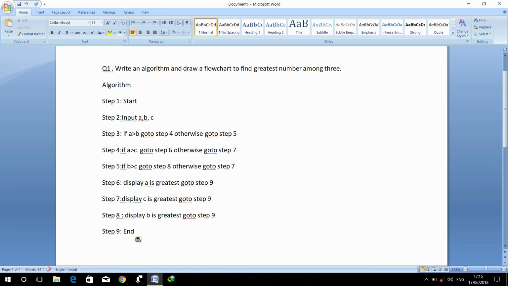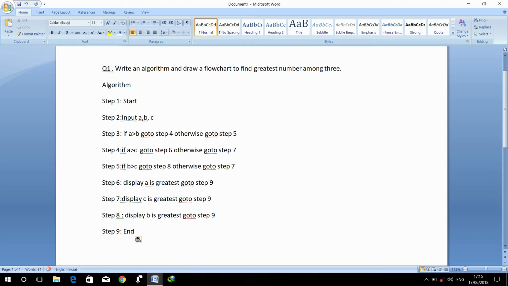So in this problem, if the condition is true, then it does not go to step number 5, and since it does not go to step number 5, it does not go into step number 7. So by these statements it ends the problem.